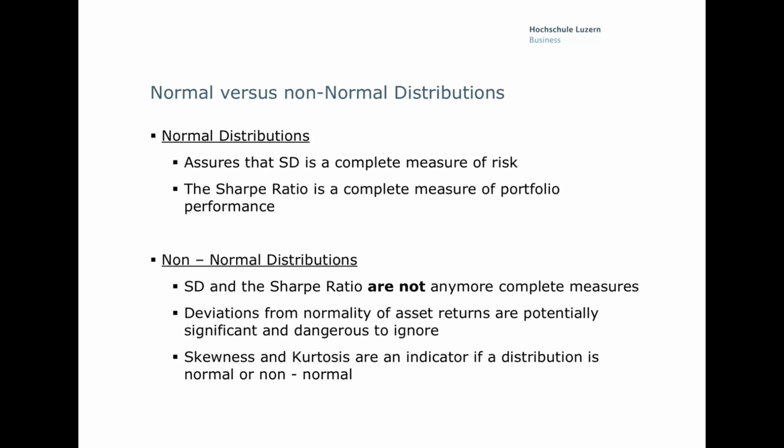Unfortunately, deviations from normality of asset returns are potentially significant and dangerous to ignore because standard deviation and the Sharpe ratio are not anymore complete measures. To determine non-normal distribution, skewness and kurtosis need to be considered.